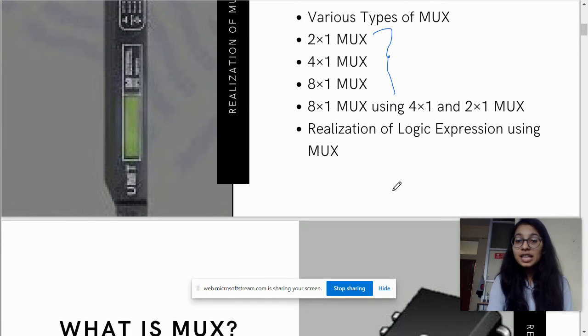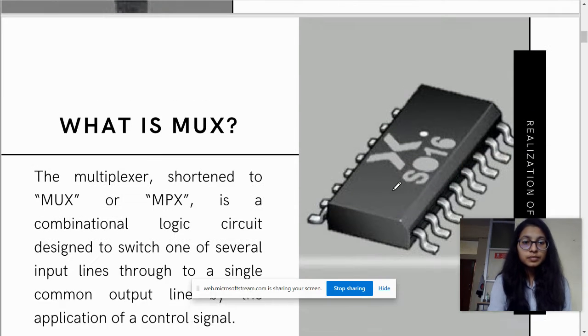We'll also be seeing how to realize logic expressions using multiplexer, and in the end I'll be telling about one of the applications of multiplexer, that is how to realize basic gates using multiplexer.